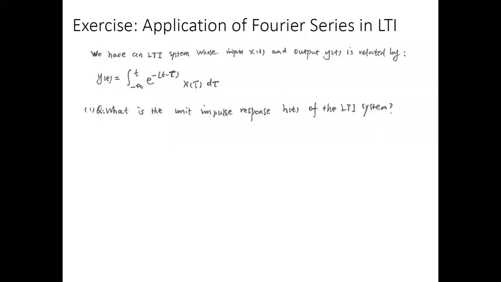A hint here is to relate this expression between y and x to the standard definition of a continuous time convolution. But notice the difference in the integration limit, because standard convolution takes the integral from minus infinity to plus infinity. But here, we intercept the integral at t. So it is where we need to utilize the time shifted version of the unit step function. Okay, I'll give you 1 minute to try this first, and then we'll go through it together.